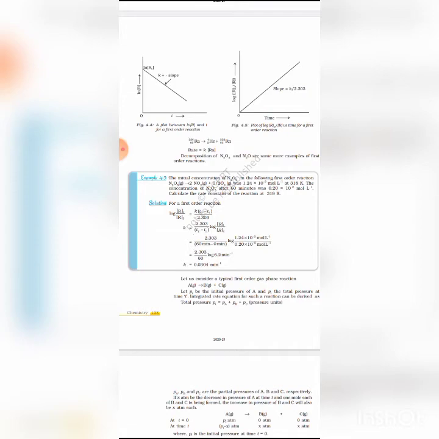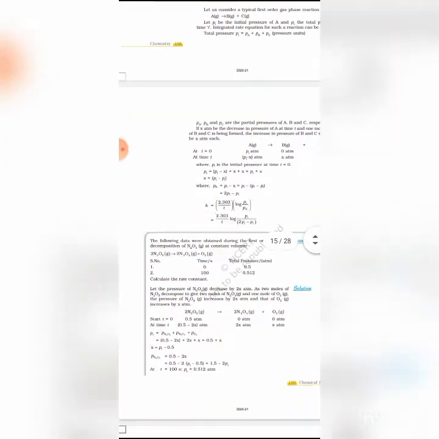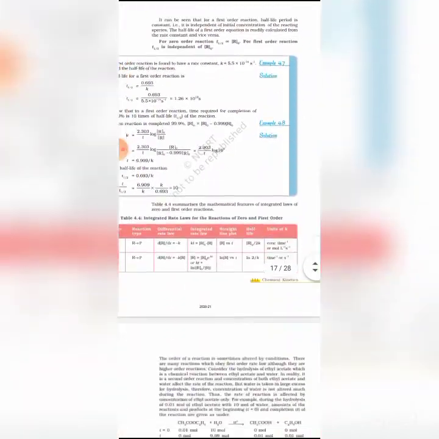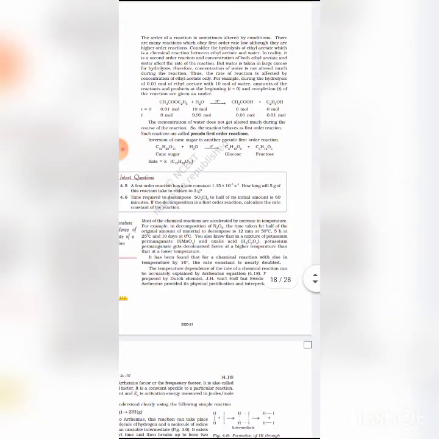Okay, so activation energy. Now we discuss activation energy. The energy required to form the activated complex is called activation energy, and it is the difference between the threshold energy and the average energy possessed by the reacting molecules. So activation energy, which is denoted by EA, equals threshold energy minus average energy possessed by the reacting molecules.